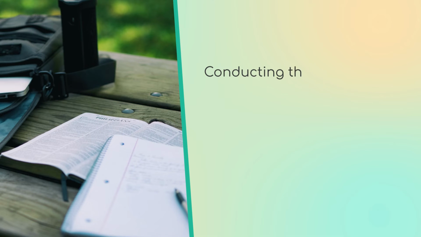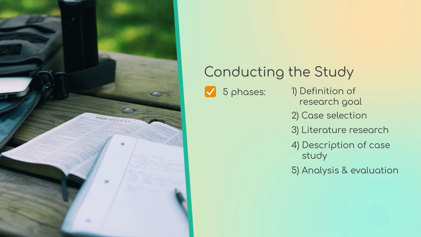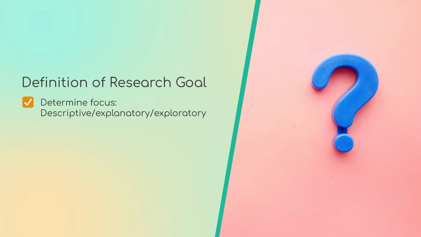With this background knowledge, we can now turn our attention to the process and execution of a case study. Overall, a case study is divided into 5 phases, namely, definition of the research goal, selection of the case, literature research, description of the case study, and analysis and evaluation. Each phase is associated with several work steps. The first step is to define the research goal. This means that you must first decide whether your case study should be descriptive, explanatory or exploratory. According to the goal of your study, you then formulate a clear and precise research question.